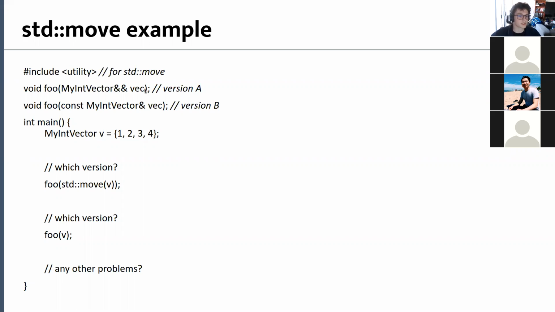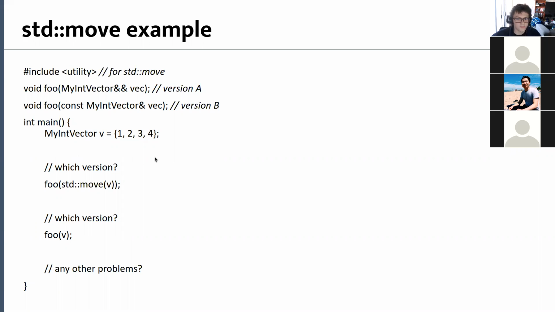Top. I agree. Perfect. And this is just because even though v, in the context of main, is an L value. v has a name. It can be assigned to, it is an object that refers to the location of some data. But what happens here is that we're calling std::move, which is basically telling the compiler, hey, treat this as an R value reference. So as a result, we are getting version A of that function call. But down here, we're going to get version B because v is an L value. So thus, we're getting a const myint vector reference vec, which is just a const L value reference.